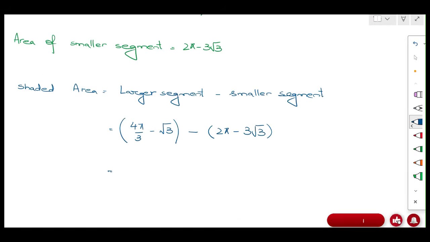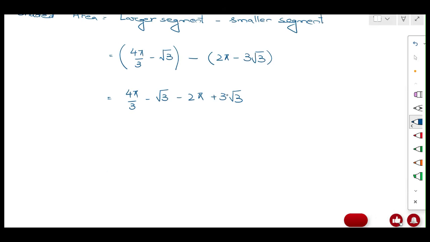Okay, now we have 4 pi over 3 minus square root of 3 minus 2 pi plus 3 square root of 3. So when we simplify this, the pi terms: 3 times 2 is 6, from 4 take away 6 is minus 2 pi by 3. And the root 3 terms: from 3 take away 1 is just 2 square root of 3. So that is the shaded area.